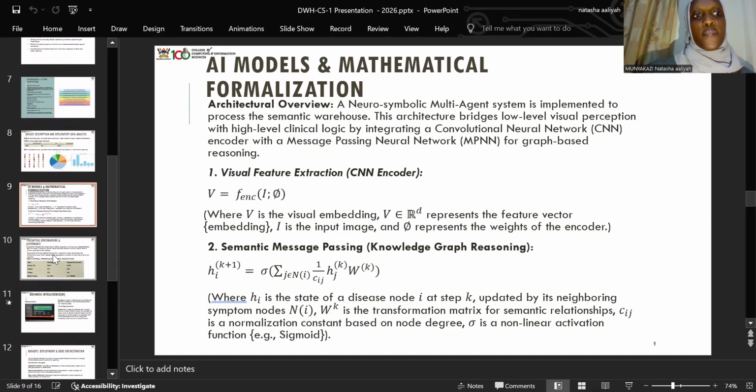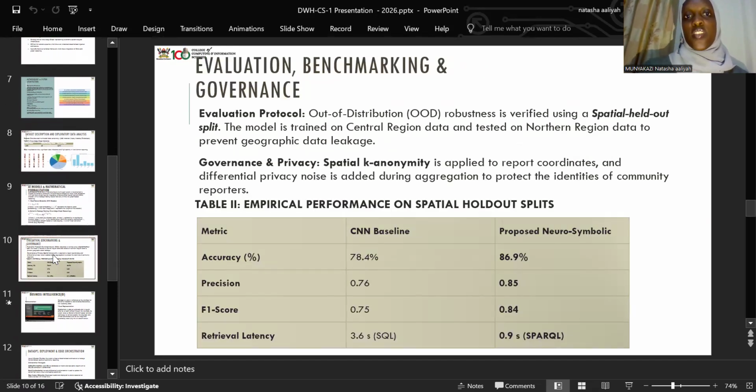Then I'll go to the evaluation, benchmarking and governance. The system was evaluated using out of distribution robustness testing. Instead of random train test splitting, we used spatial holdout evaluation. The model was trained on one geographic region and tested on another to better simulate real world deployment.